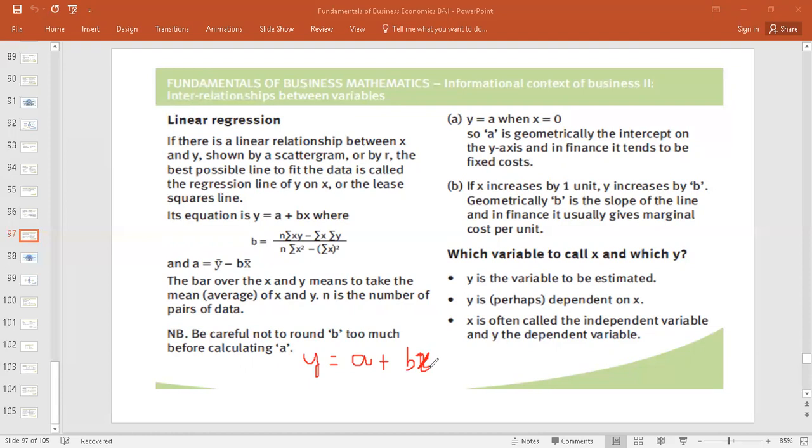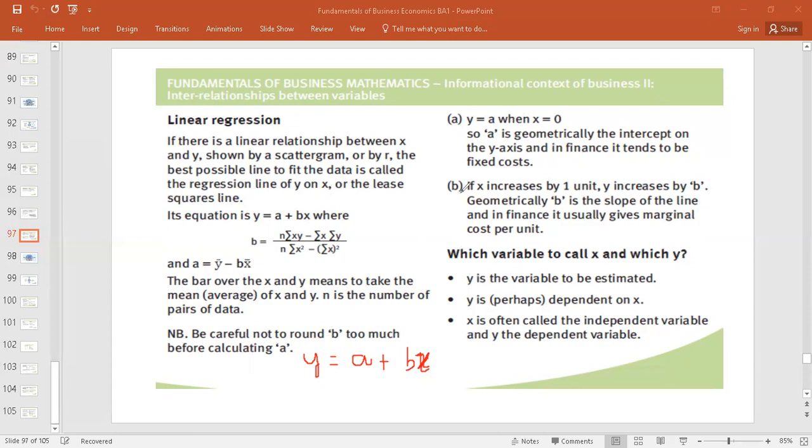So the variable b can be calculated as n into sigma xy minus sigma x sigma y by n into sigma x square minus sigma x whole square. And a is equal to y bar minus b x bar. The bar over the x and y means to take the mean or the average of x and y. So for the formula, we just have to substitute. So y is equal to a when x is equal to 0. So 0 into b is equal to 0. So y will become a.